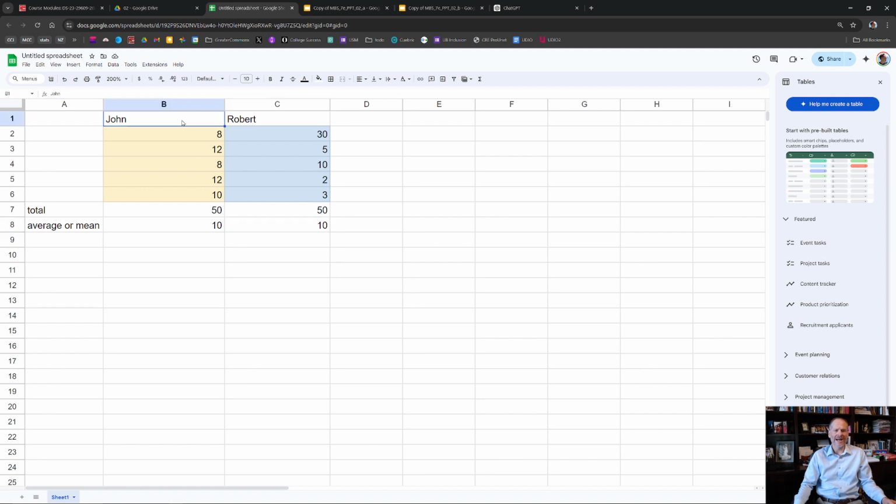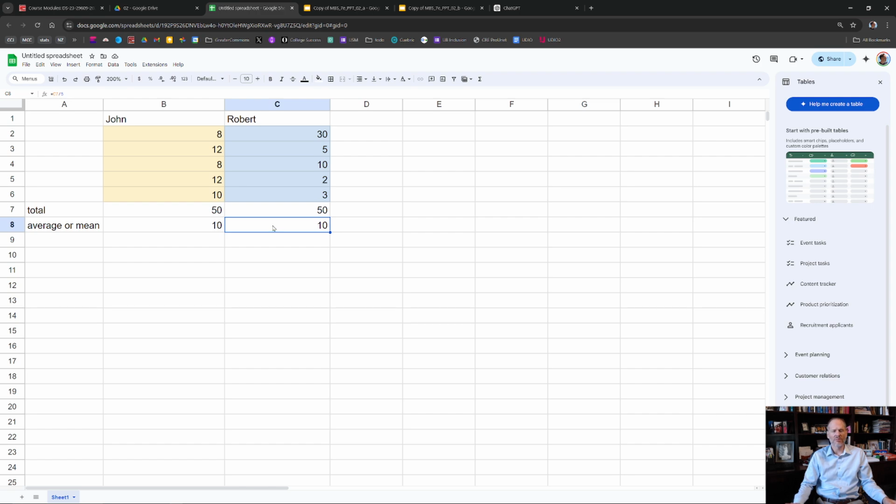So if these were suppliers supplying things to me, and this was the number of days it took to get supplies once I placed an order, John is going to be much more consistent. I know that when I order from John, I'm getting stuff in like 8 to 12 days consistently. It doesn't vary that much. But if I order things from Robert, sometimes the stuff gets here really quick and sometimes it takes an entire month. The data varies a lot around this measure of central tendency, the mean.